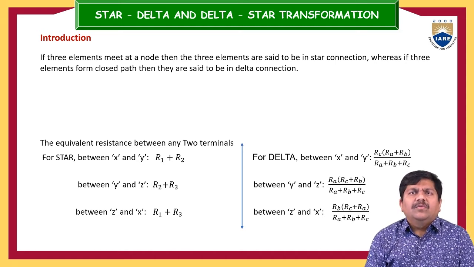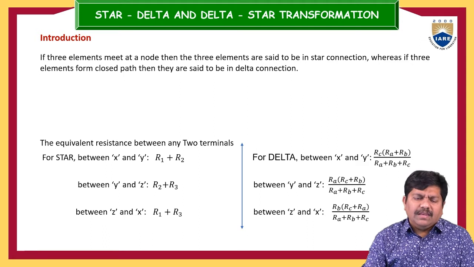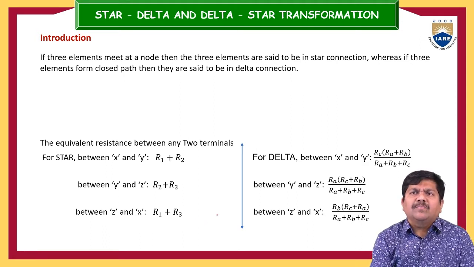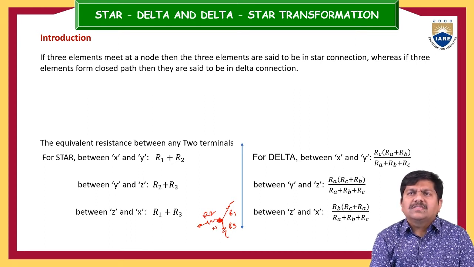Now, star means, if you are taking three elements, and all three elements are meeting at the same point. Suppose this is one resistor R1, and let me take one more resistor, this is R2, and one more resistor R3. If these three are connected at a common point, that is nothing but a node. With respect to this particular node, R1, R2, R3 forms a star point. So this is nothing but the star orientation.